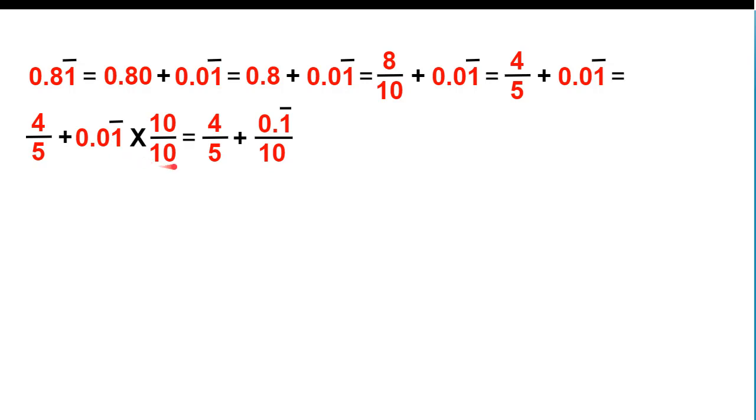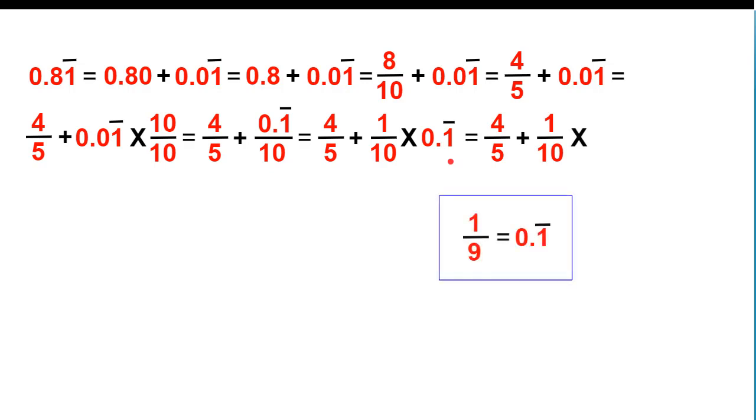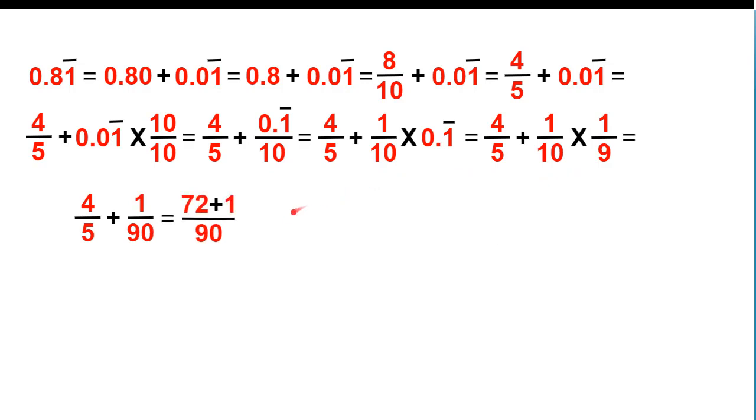And again, 0.01, where the 1 is recurring, becomes 0.1 recurring, divided by 10, which is 4 over 5 plus 1 over 10 times 0.1. And again, we'll use the trick because we already know that 0.1 recurring is actually 1 over 9. And this is very easy to solve. It becomes 73 over 90. It cannot be simplified further. So 0.81, where 1 is recurring, equals 73 over 90.